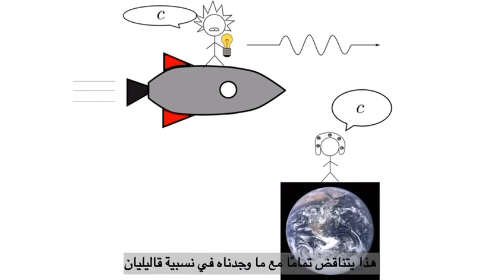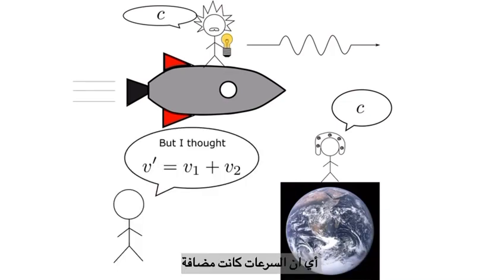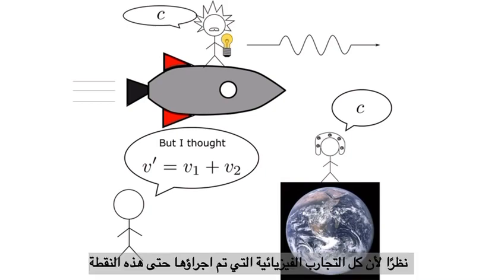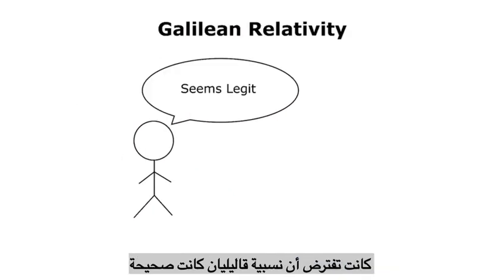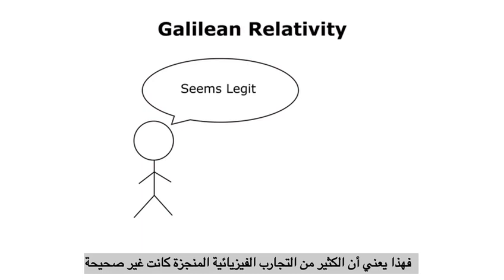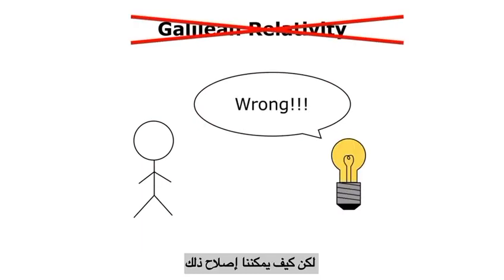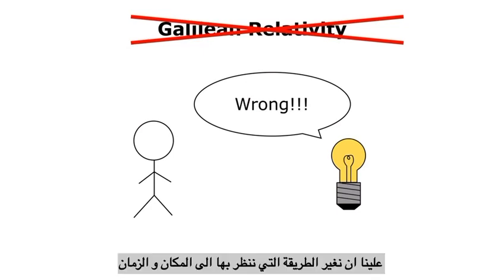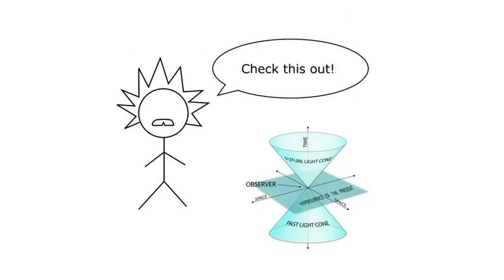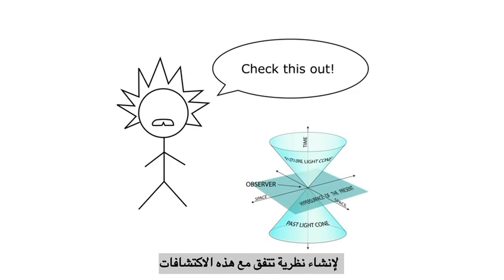This completely contradicts what we found in Galilean relativity, namely that velocities were additive. This one simple idea that the speed of light is constant has massive ramifications. Since all of the physics done up to this point had been assuming that Galilean relativity was correct, it meant that a lot of the physics done was incorrect. But how do we fix it? As it turns out, we have to change how we look at space and time to create a theory which is consistent with these discoveries.